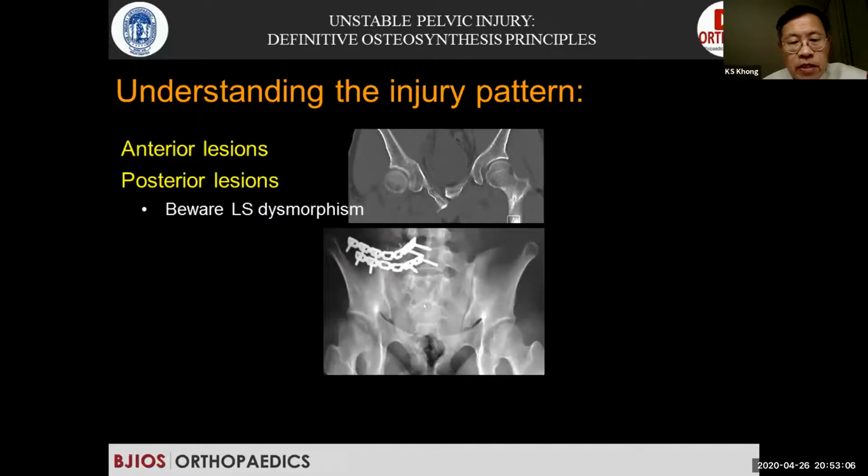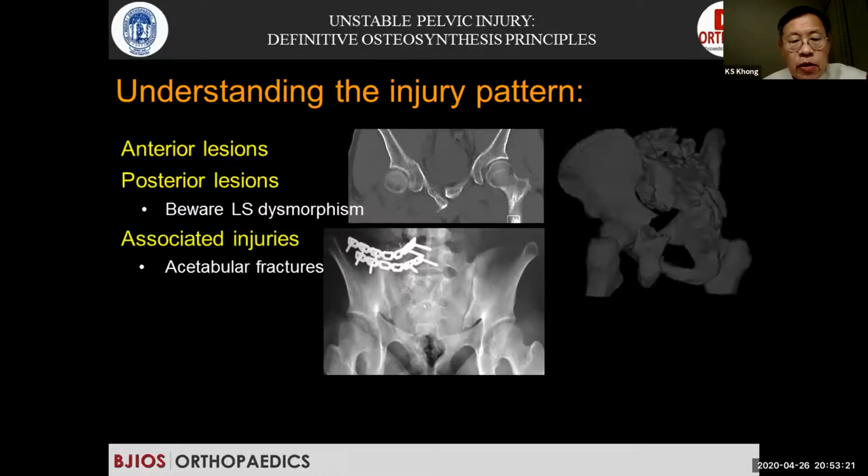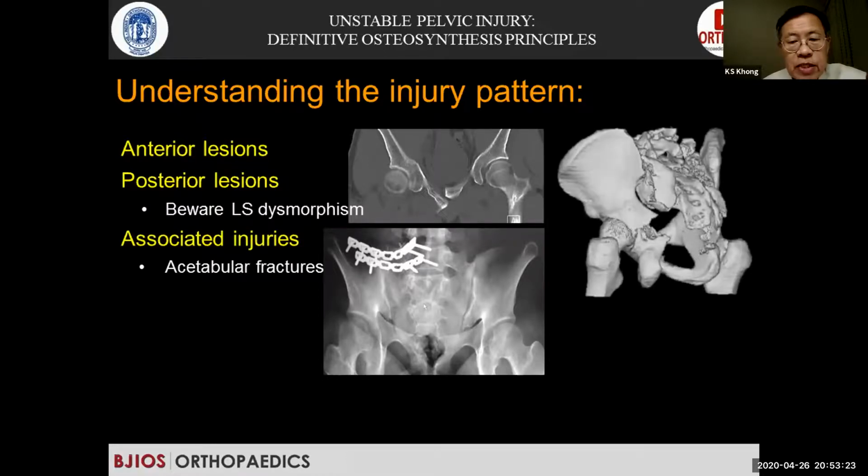I managed to pull out this patient who came to me from another country, where someone did a sacroiliac plating, but the proximal plate was at the L5 transitional vertebra, not the sacrum. Associated injuries include acetabular fractures. So when you do your CT, 3Ds are very useful for you to decide surgical approaches. So acetabular fractures, femur, and other lower limb fractures. The soft tissues I will cover in a minute.